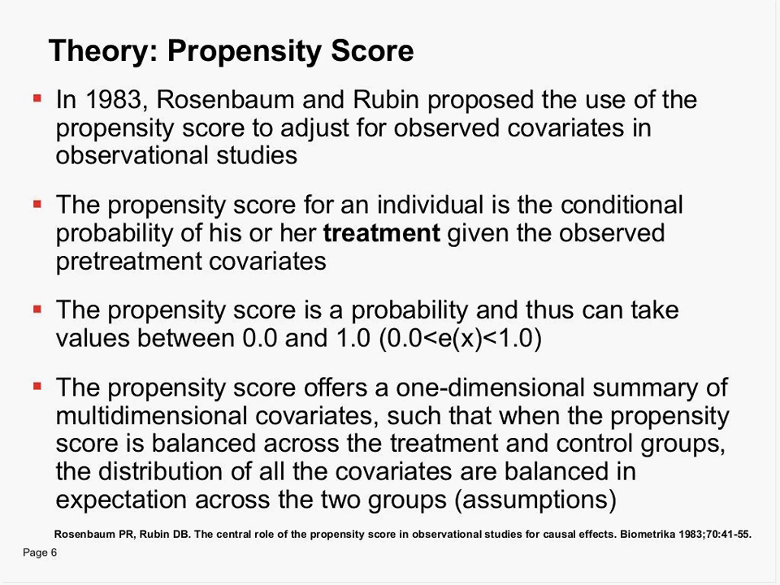It's the probability that an individual receives his or her treatment given their observed covariates. It's a probability, so it ranges between 0 and 1, and it's a one-dimensional summary of these multi-dimensional covariates, with some properties such that when you balance on the score, you also balance on the components of the score. And this is a remarkable thing.